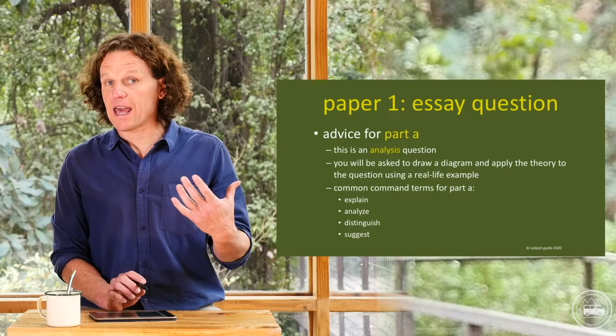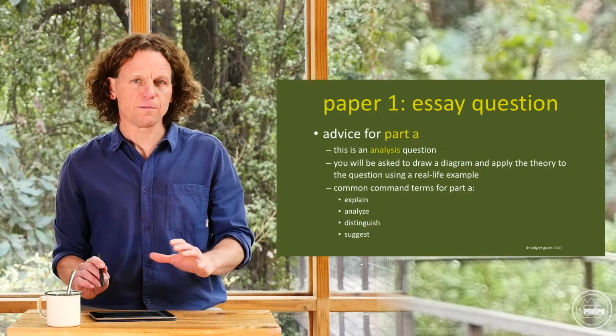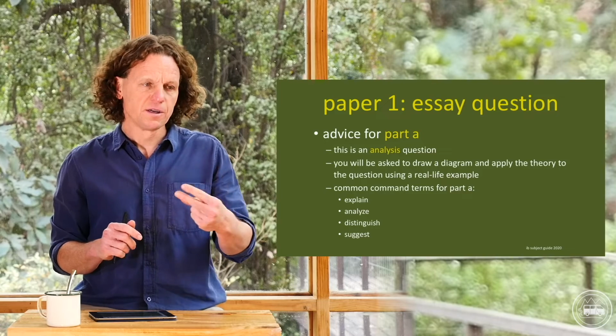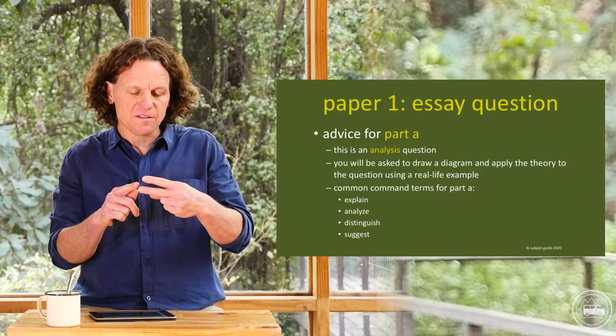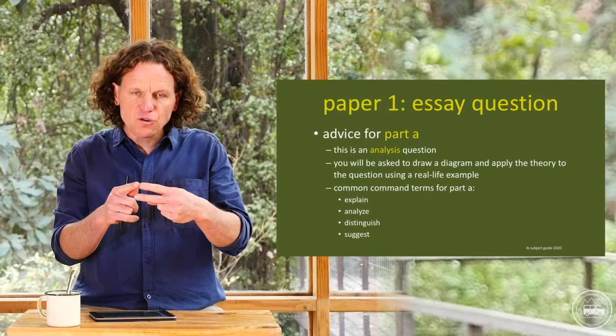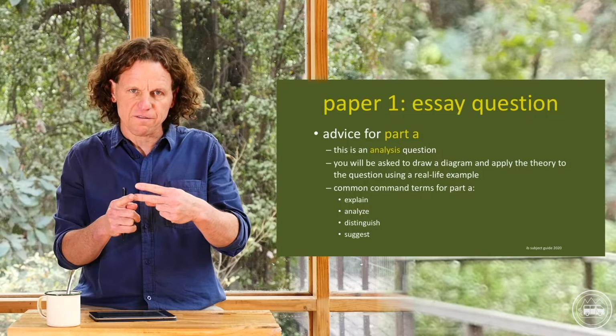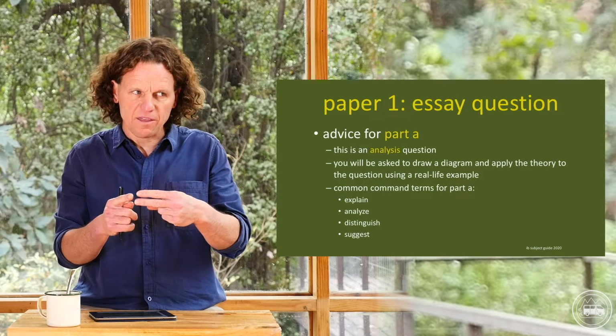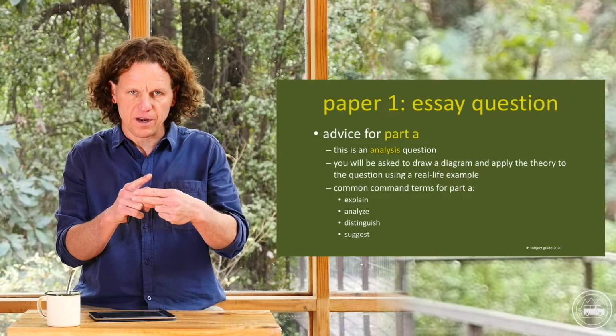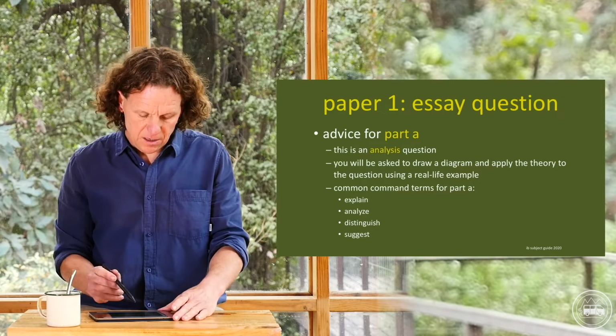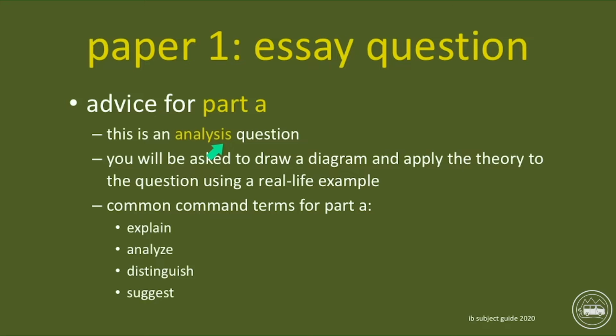Here's some advice for Part A. First of all, let me just say that each question is made up of 2 parts. And the reason it's Question 1, A and B, is that this is really important. If you give a definition in Part A, because it's part of the same question, you don't have to redefine the terms in Part B. That's why they're Question 1, Part A and B, Question 2, A and B, Question 3, A and B. So Part A is the analysis question. You will be asked to draw a diagram almost undoubtedly and apply the economic theory to the question using a real life example.